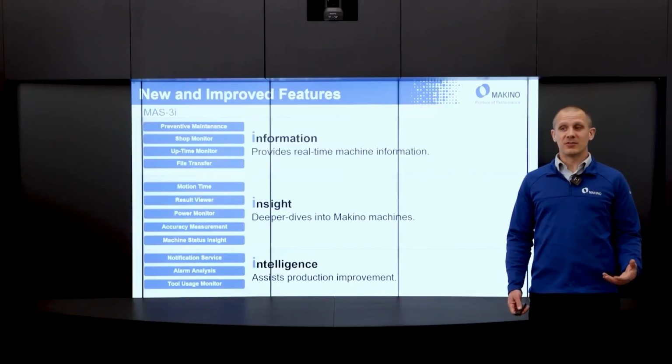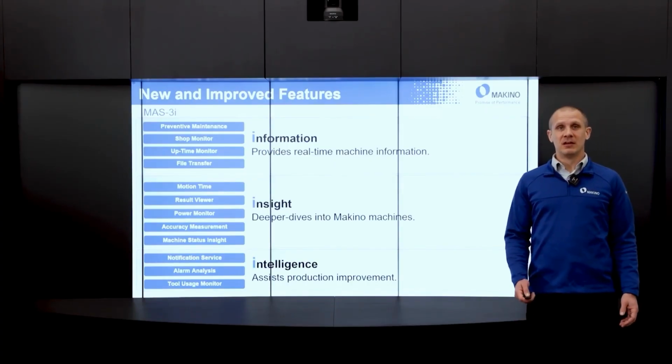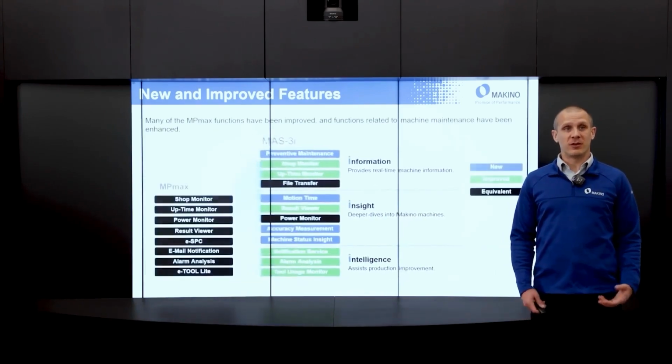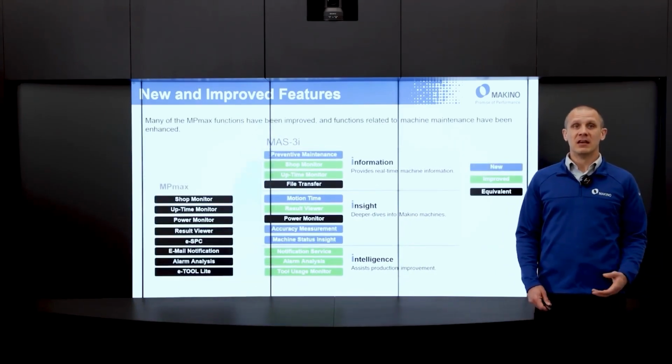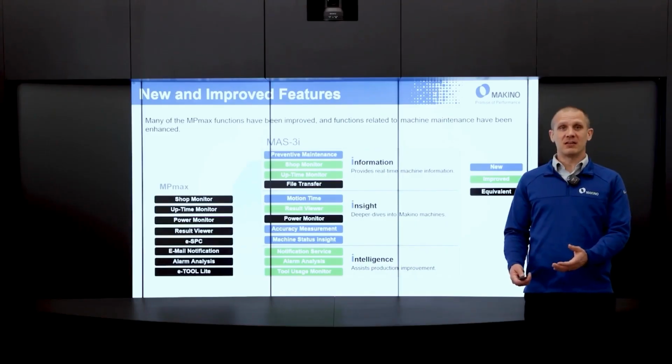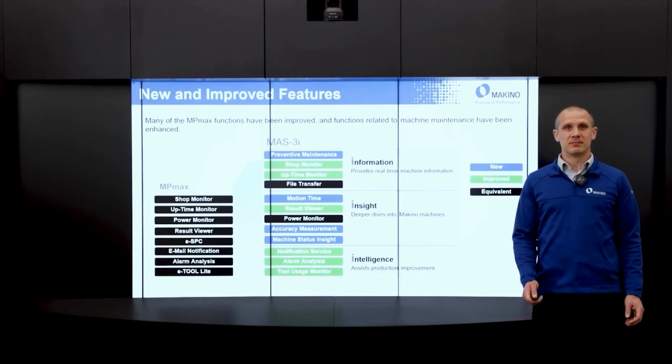In MAS-3i, there are 12 modules that make up the product, providing real-time, historical, and intelligent information. For those of you familiar with our MP Max product, we've taken the modules in MP Max, improved on the core functionality, and added additional features into the system.